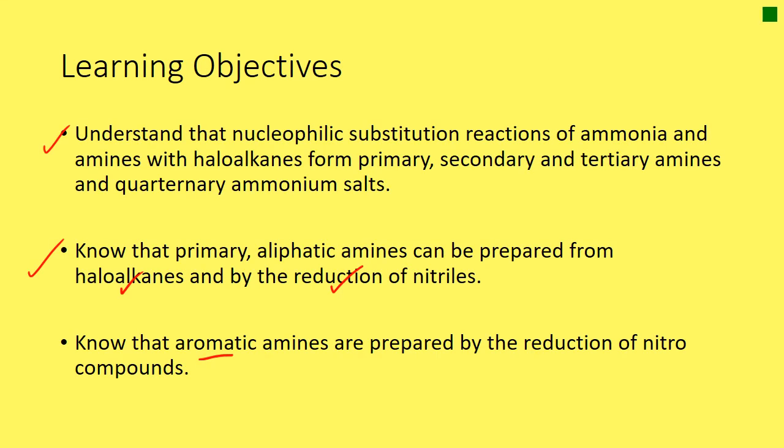Okay, we'll do another quick check of our learning objectives. We've already checked that we've done the first one, and the second one we had already learned how to make primary aliphatic amines using haloalkanes, but now we've also learned that you can make the primary aliphatic amines by reducing nitriles. So we've done that one, and we can move on to our last learning objective, which is to switch from aliphatic amines to aromatic amines, and see how we can prepare aromatic amines.